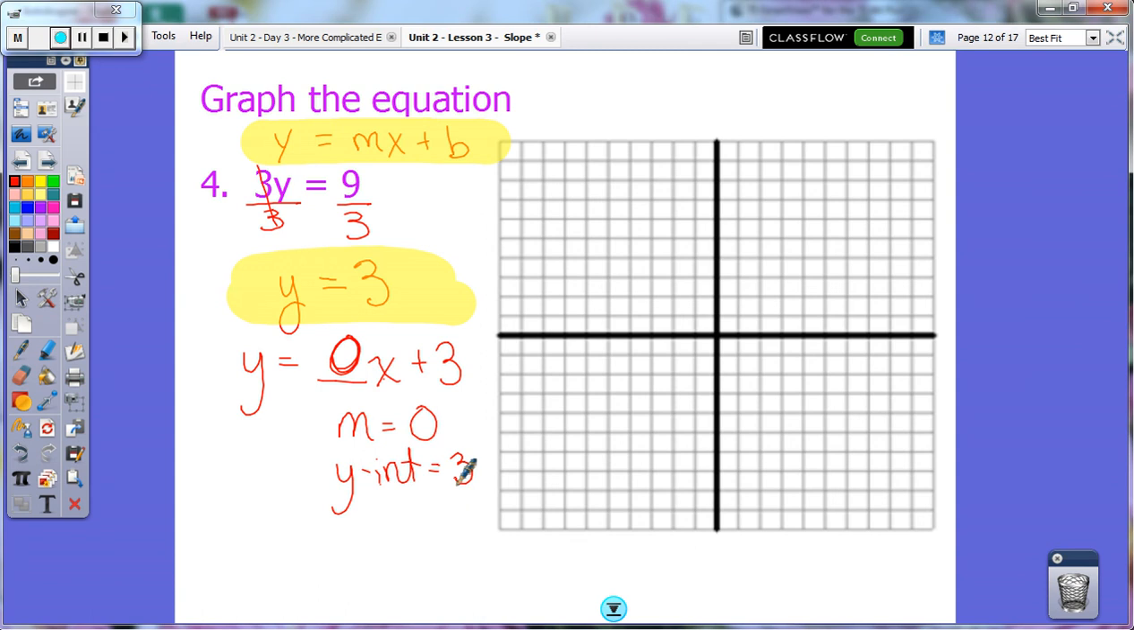So to graph it on your y-axis, you're going to go up to 3. And then for a slope of 0, well, that's like 0 over 1. So from that y-intercept, I'm going to go up and down nowhere. Rise 0 and run 1. I could do it again. Rise 0 and run 1. So I'm still going to get a line, but the line is going to be a horizontal line where y is equal to 3.